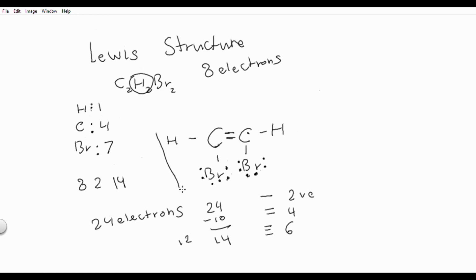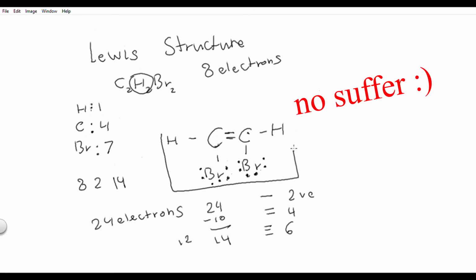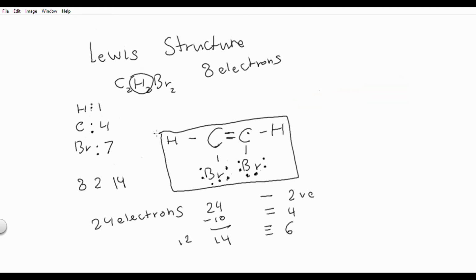Anyways, this is the basic Lewis structure. Anyways, this is the basic Lewis structure for C2H2Br2. Thank you.